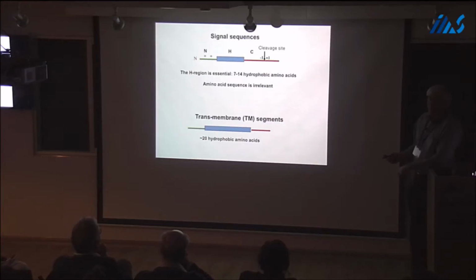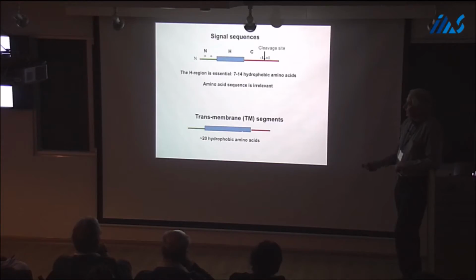So as you probably know, signal sequences have a very simple structure. They have a usually positively charged N-terminal domain, or N domain, then a hydrophobic segment, the H domain, and another hydrophilic segment called the C domain, and then there's a cleavage site. The important part is this H region, which is essential for its function, and it comprises about 7 to 14 hydrophobic amino acids. And the important point is that the amino acid sequence of the H region doesn't really matter. All that matters is that you have a stretch of hydrophobic amino acids.